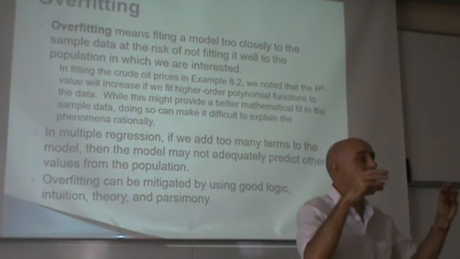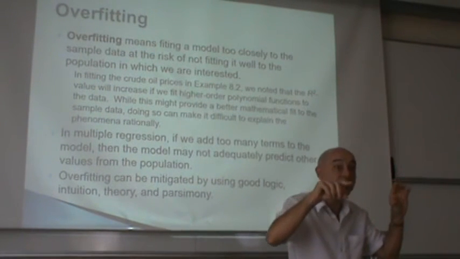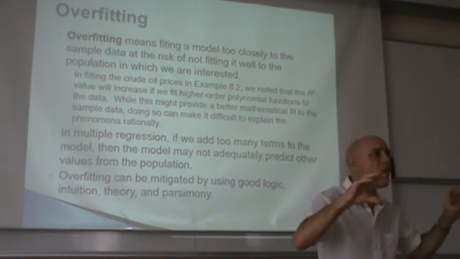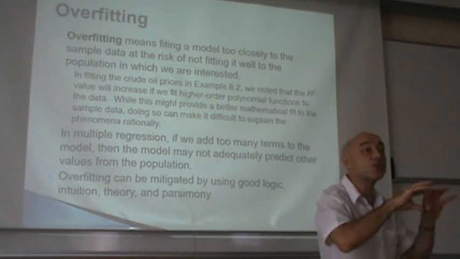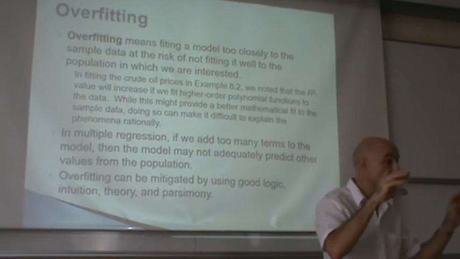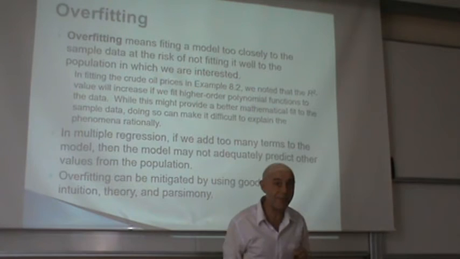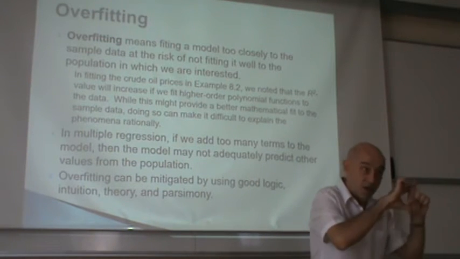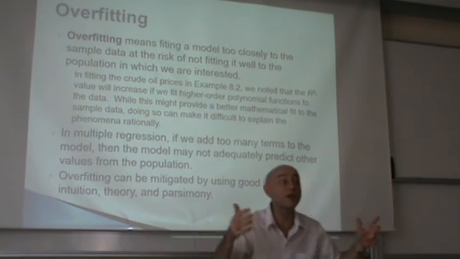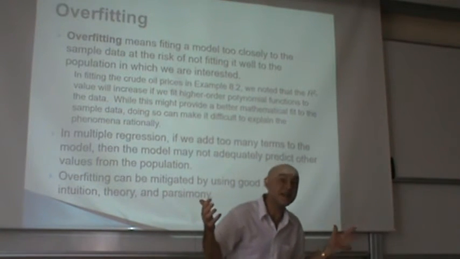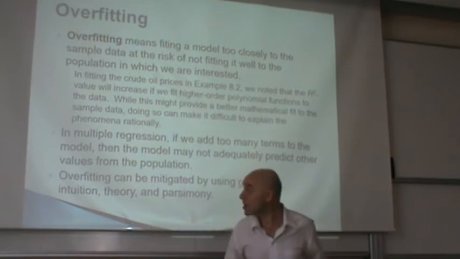You've got a little sample. When you run the regression on your little sample, you fit the model very well. You may get a very high correlation. But your sample is so small that the population is different from the sample. On your sample, things look perfect, but when you look at the population, things don't look so well. The explanation is not as good.